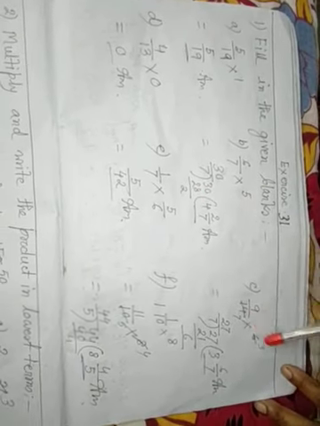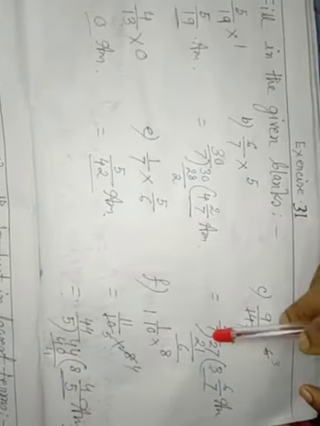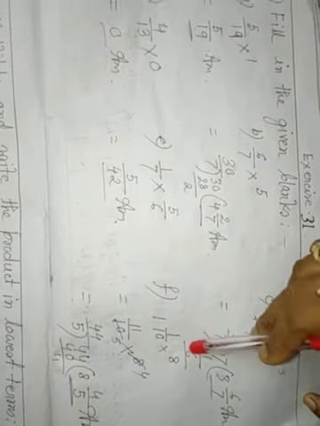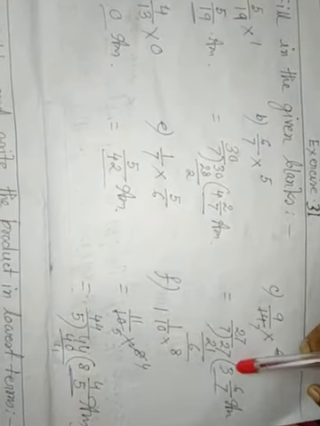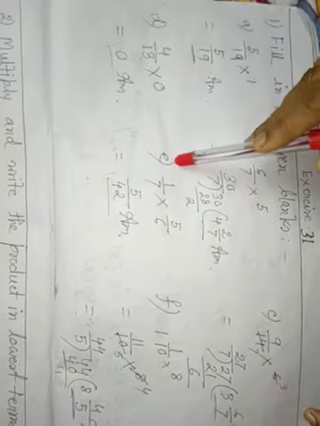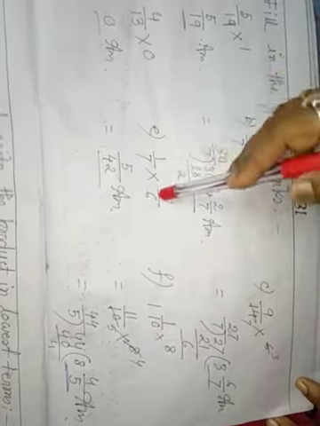C, 9 by 14 into 6. 7 twos are 14, 3 twos are 6. So 9 into 3 is 27 by 7. Divide, 7 threes are 21, remainder 6. So 3 and 6 by 7. D, 4 by 13 into 0 is 0. E, 1 by 7 into 5 by 6. So 5 by 42, 6 sevens are 42.